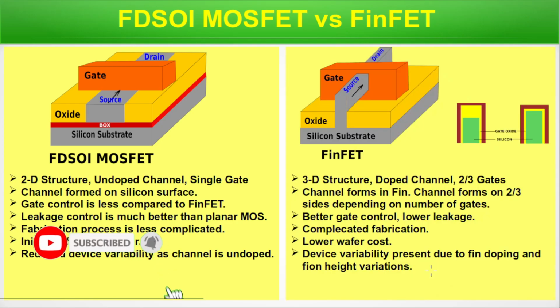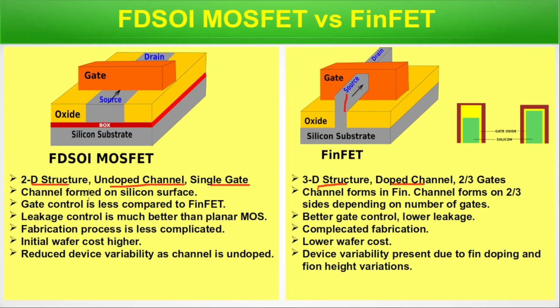FDSOI versus FinFET. FDSOI is also a 2D structure, with an undoped channel and a single gate. In FDSOI, the channel is formed on the surface of the wafer. Here, a structure sticks out from the wafer and the channel is formed there. So one is a 2D structure, the other a 3D structure. In FDSOI, the channel is undoped and the gate is single. Here, depending on the structure, there are either 2 gates or 3 gates, and the channel is doped.